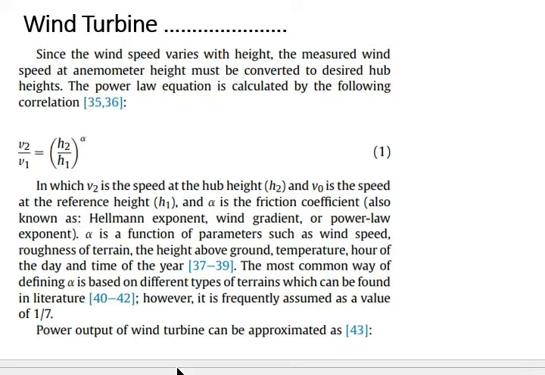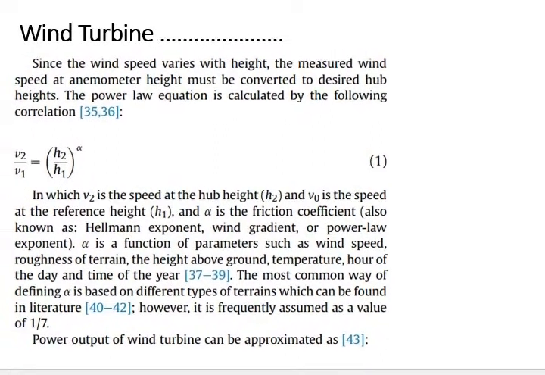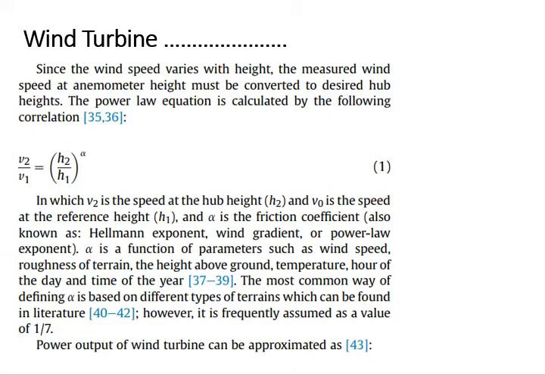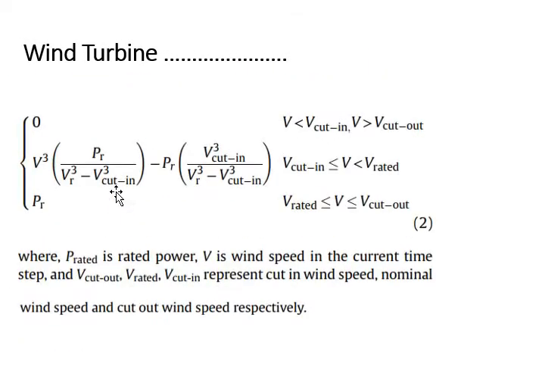Now the output power. First we have calculated the wind speed at the specific height H2. The next thing is to calculate the output power of the wind turbine. So the wind turbine power output will be given by this equation.